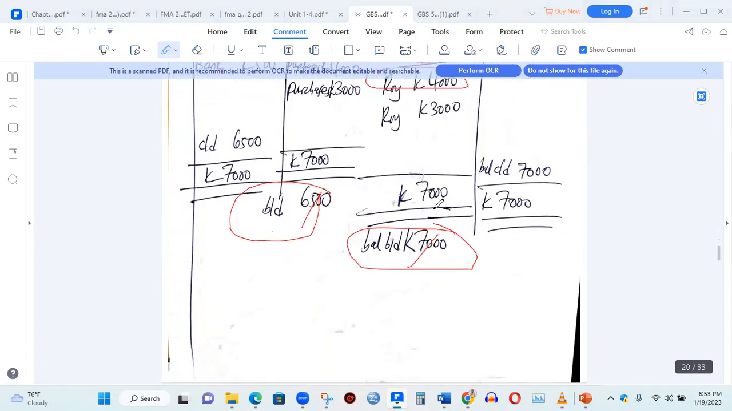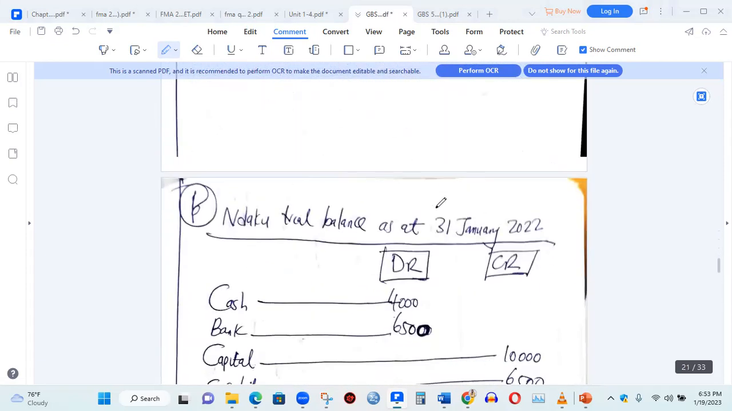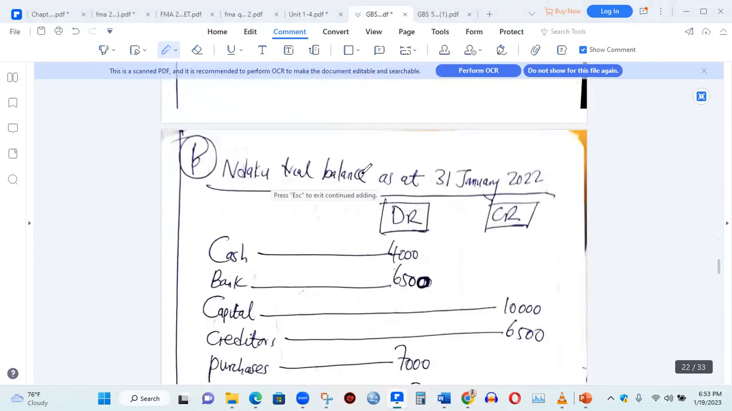So we now get down to the trial balance. In the cash book trial balance, cash was 4,000, which was on debit. The bank was on debit, and this is an asset. All assets have a debit balance. So this is an asset, it should have a debit balance. Also, this one is an asset, it should have a debit balance. So all assets have debit balances.